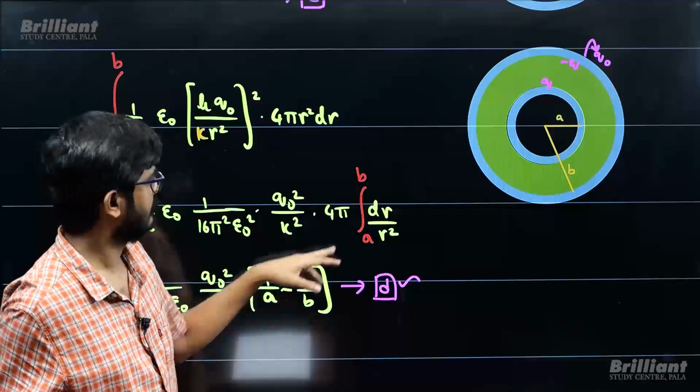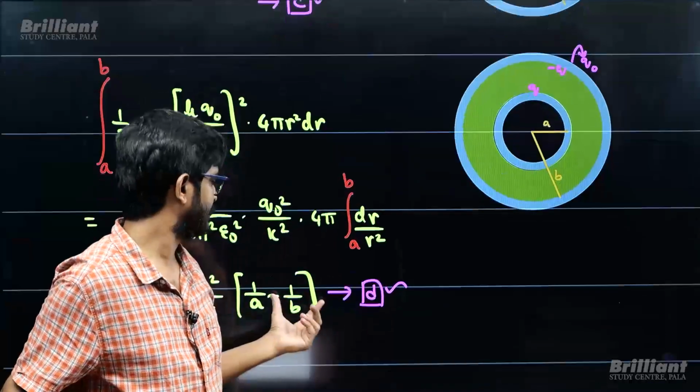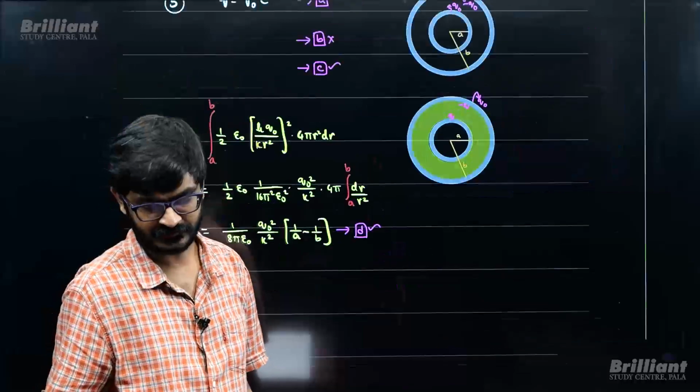So I am integrating from A to B and I am getting the energy stored in this region initially. Now where is this energy going? This energy is going as heat. So from there we will be getting option D.